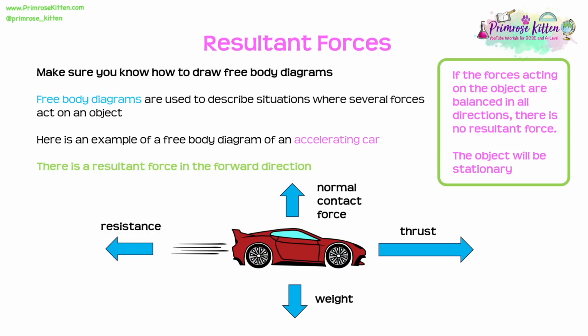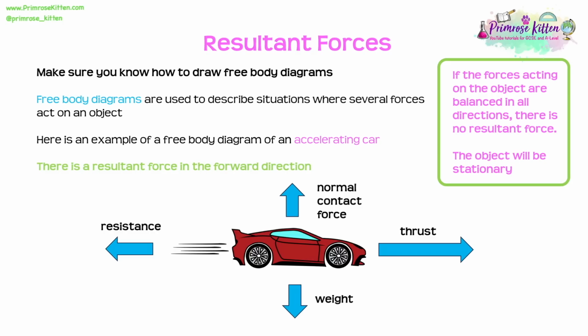We also need to make sure that we can draw some free body diagrams. Now, a free body diagram is a diagram that we use to describe situations where there are several forces acting on an object. So here we have an example of a free body diagram on an accelerating car. Here we can see there's 4 different forces acting on the car. There's the weight which acts down, the normal contact force acting upwards, the resistance due to friction and air resistance going in the opposite direction to its motion, and the thrust going forward.